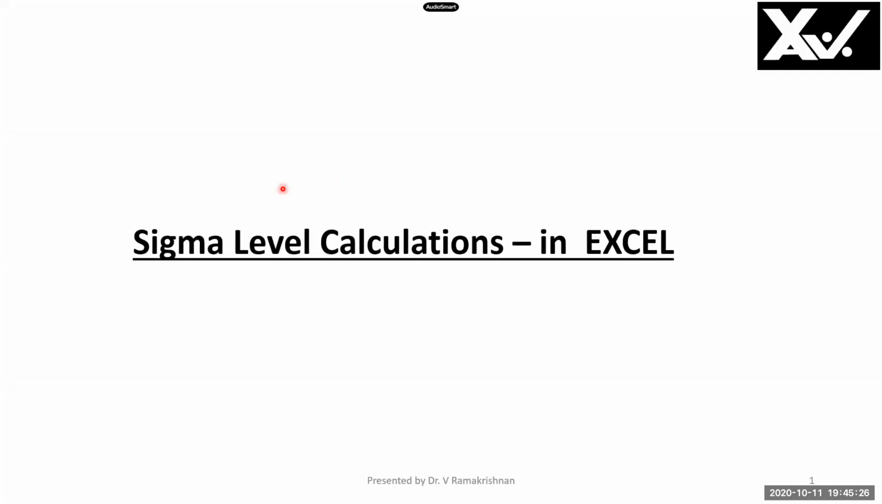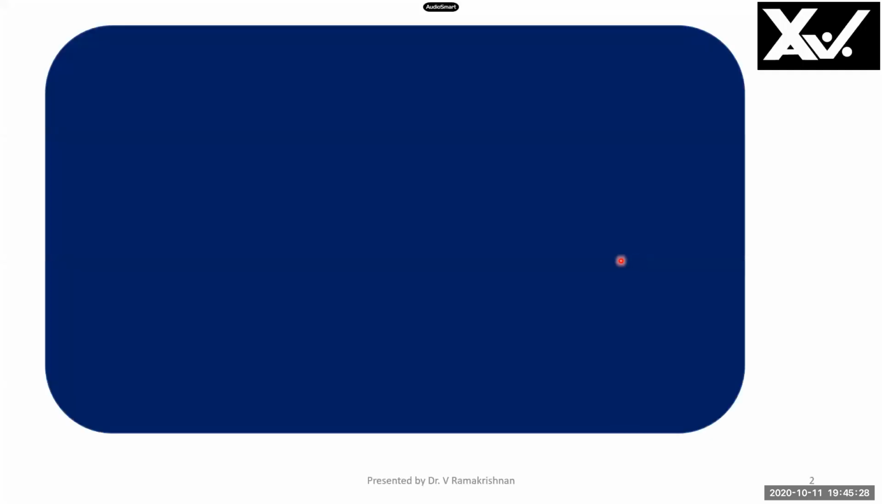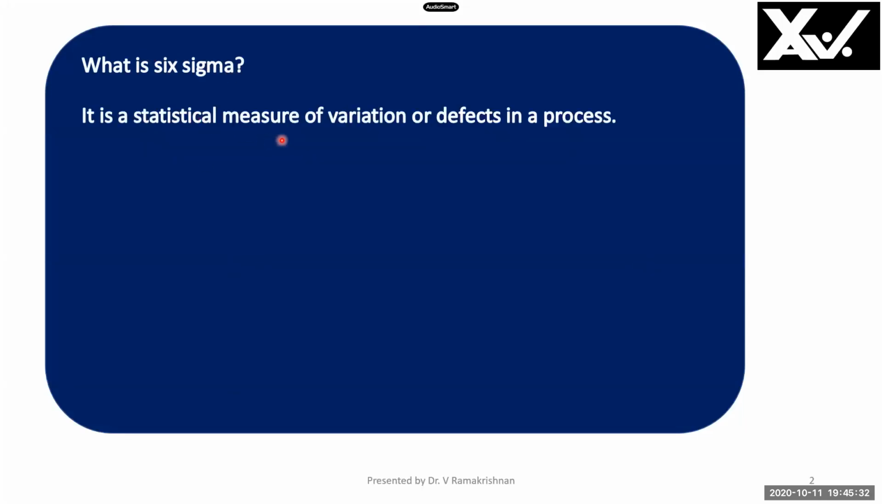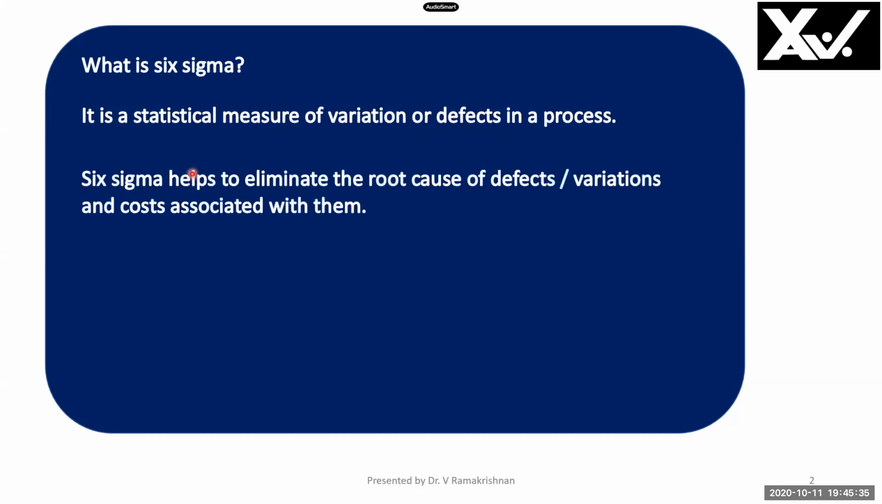Dear friends, today we are going to see sigma level calculations in Excel. Before that, we will see what is Six Sigma. It is a statistical measure of variation or defects in a process. Why do we do it? Because it helps to eliminate the root cause of defects or variations and the costs associated with them.